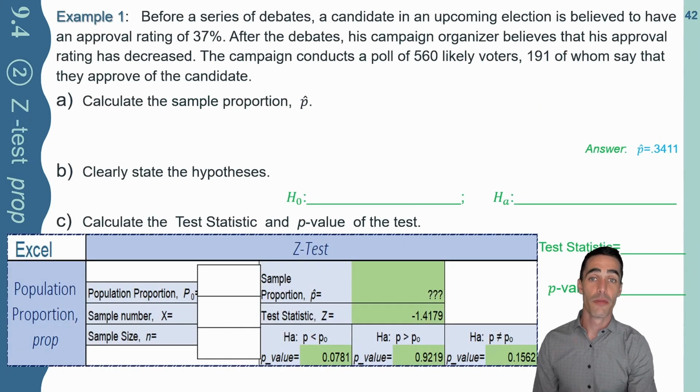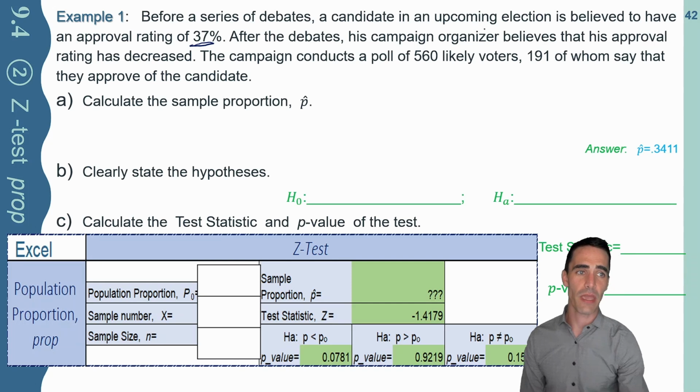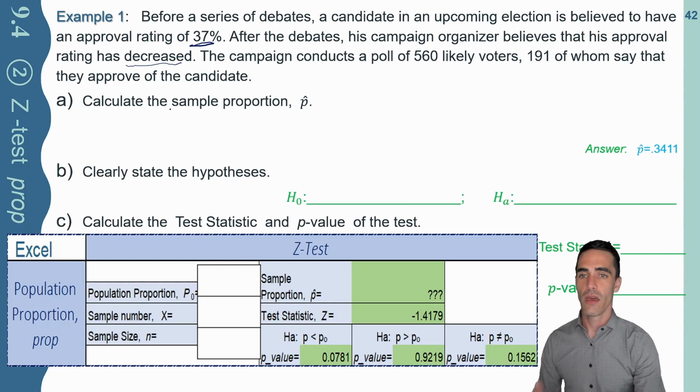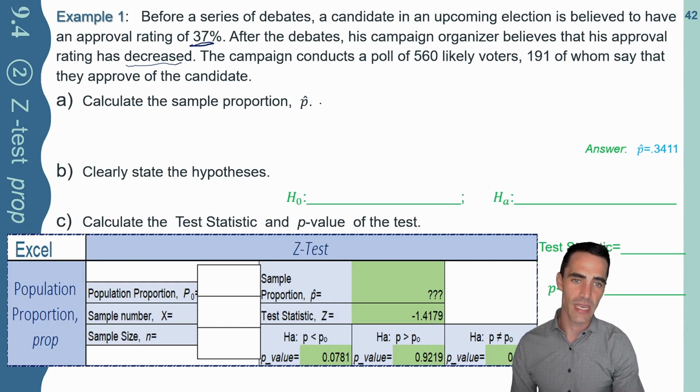First example. Before a series of debates, a candidate in an upcoming election is believed to have an approval rating of 37%. After the debates, his campaign organizer believes that his approval rating has decreased. Bummer. The campaign conducts a poll of 560 likely voters, 191 of whom say that they approve of the candidate. That's nice. Calculate the sample proportion p hat.